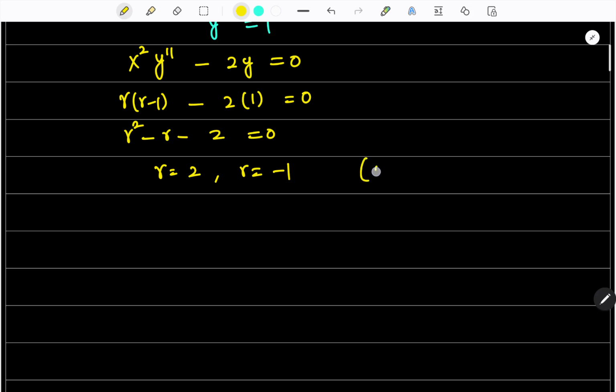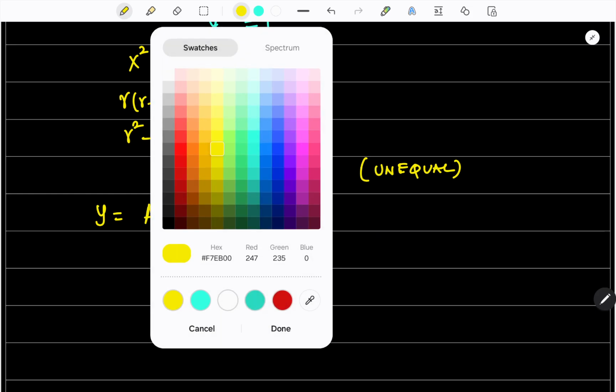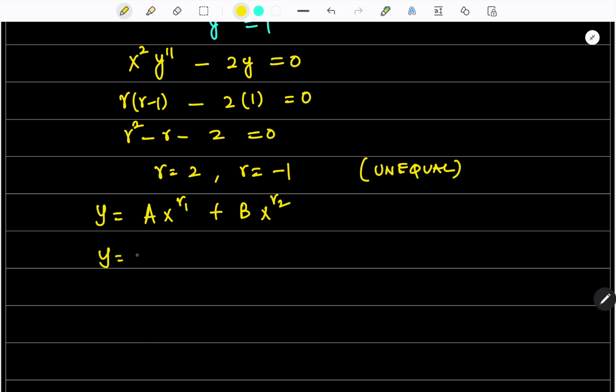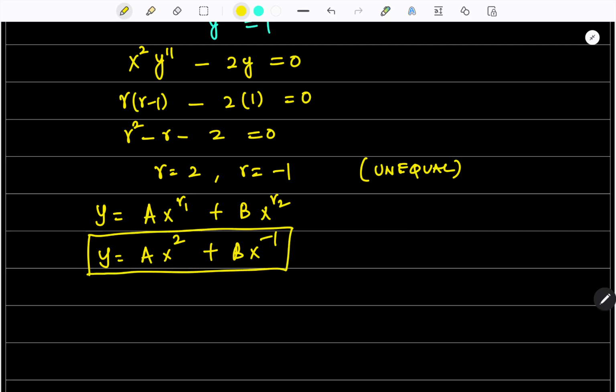If the roots are unequal, what is your formula? Your formula is y is equal to a x to the power of r1 plus b x to the power of r2. So y is equal to a x to the power of r1, which is 2, plus b x to the power of minus 1.